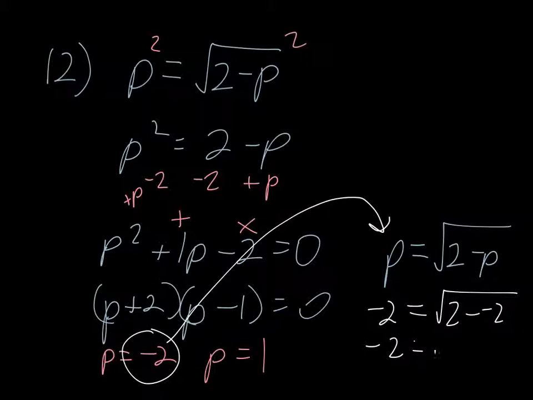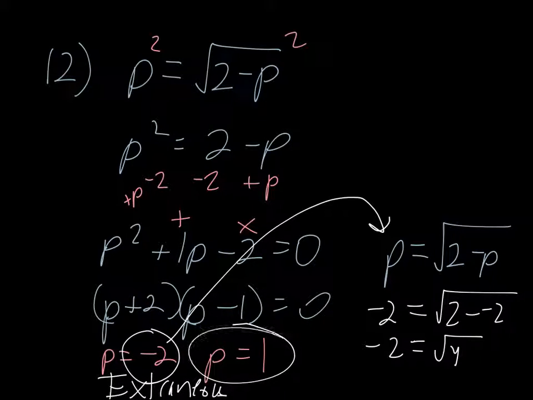Negative 2 equals square root of 4, and that might seem okay, but it's really not. Square roots cannot equal a negative number. So this one is extraneous. This number is going to be okay. So the real answer to the problem is 1. Negative 2 is the extraneous solution.